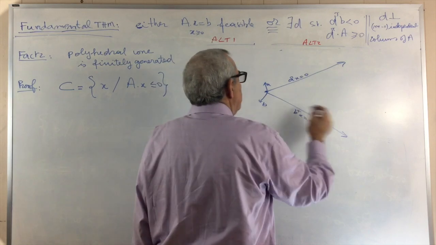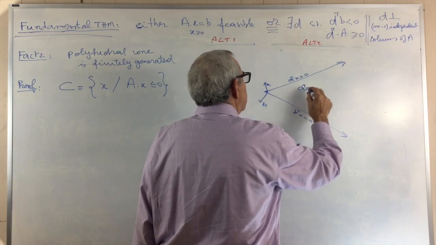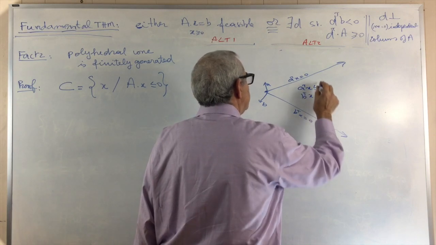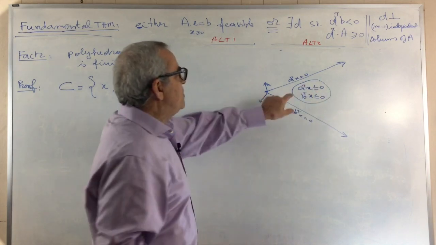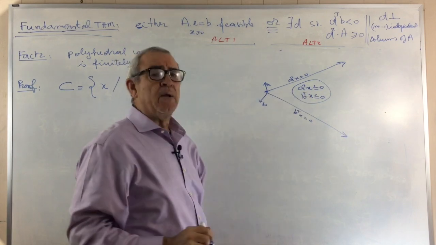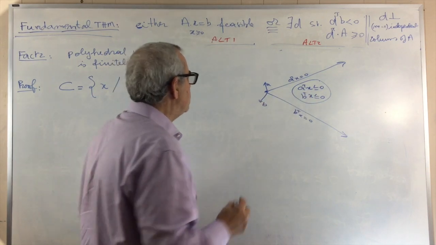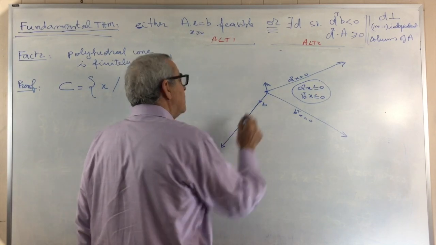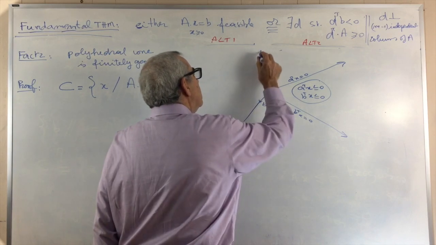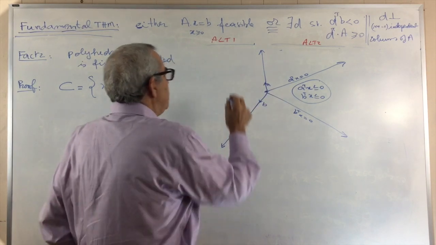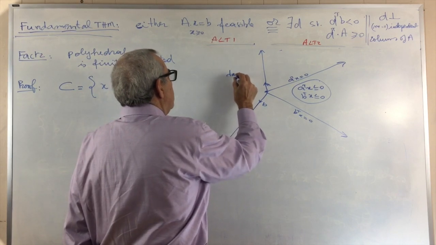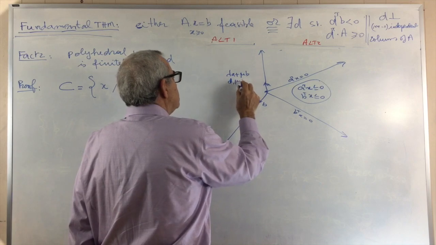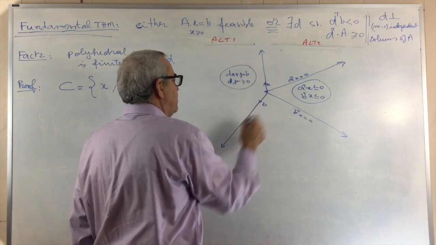Then this cone is just A transpose X less or equal to 0, and this is B transpose X less or equal to 0. So this cone is defined here in my case by two linear inequalities, with A and B like this. Now I'm going to look at this cone formed by this A and B. So this finitely generated cone is the set of all lambda A plus mu B, lambda and mu greater or equal to 0. So this is a finitely generated cone.